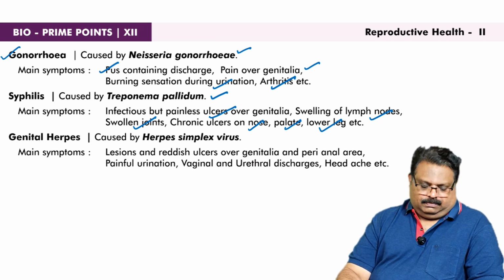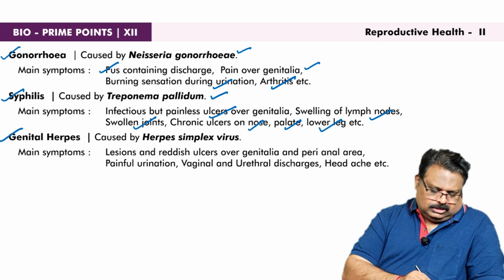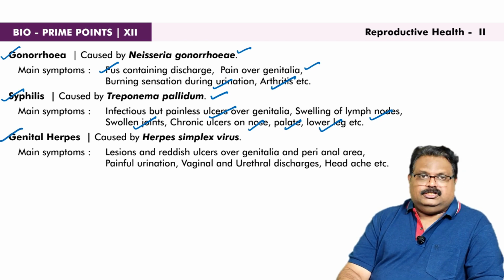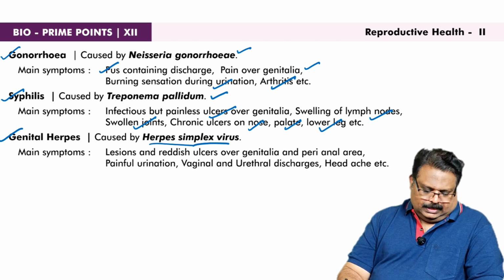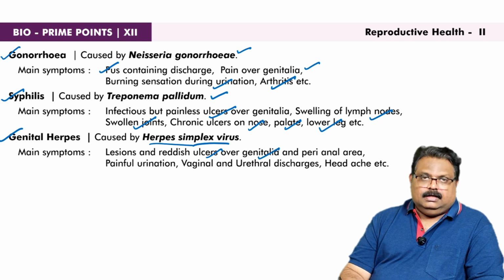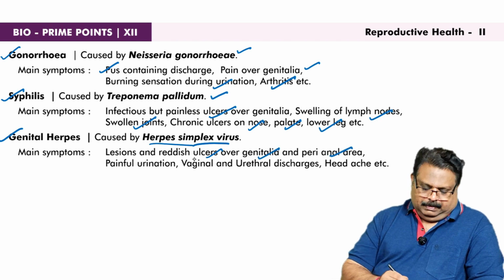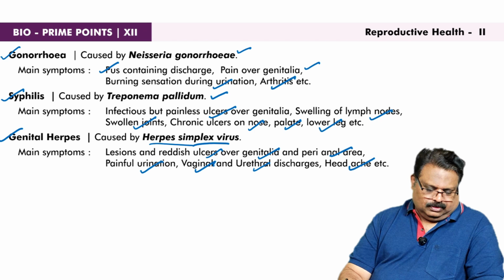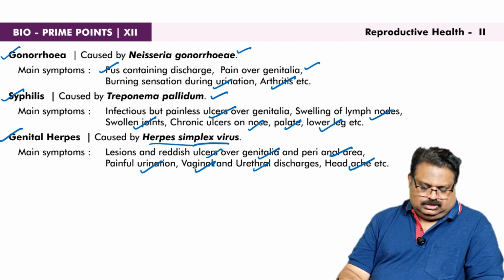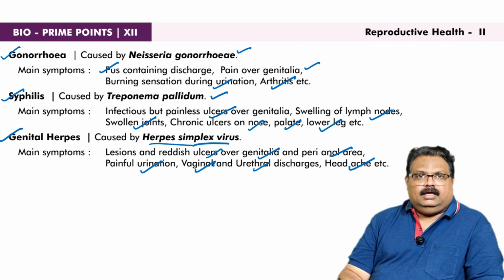That is called syphilis. Then another one is called genital herpes. It is a viral disorder caused by herpes simplex virus. The symptoms of genital herpes include lesions and reddish ulcers over genitalia, perianal area, painful urination, vaginal and urethral discharges, headache. These are the common symptoms. So 3 important STDs, gonorrhea, syphilis, genital herpes. Of these, gonorrhea and syphilis are caused by bacteria. The genital herpes is a viral disorder.